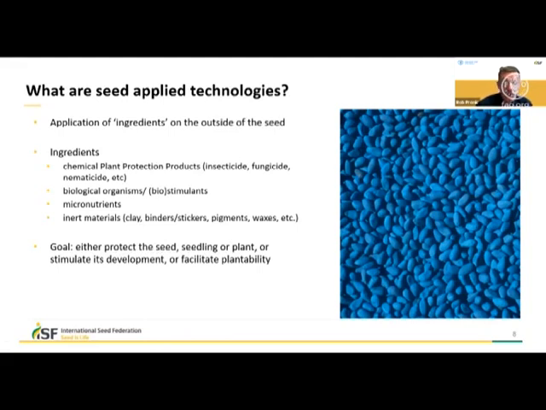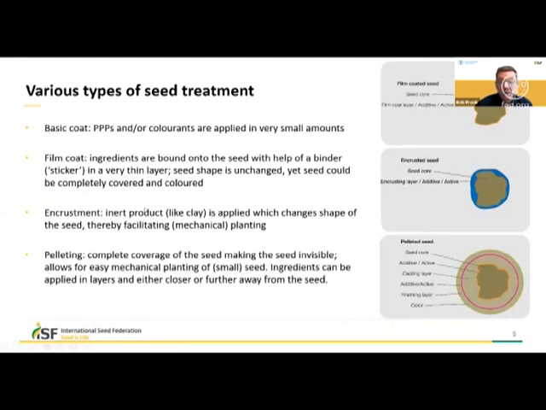So there are various types of seed treatment. You can have a basic coat, where simply plant protection products or colorants are applied, in very small amounts. Then you've got film coats, where the product is a bit more complex. You've got a binder, a sticker, in a very thin layer. The seed shape still is unchanged. It could be completely covered and colored.